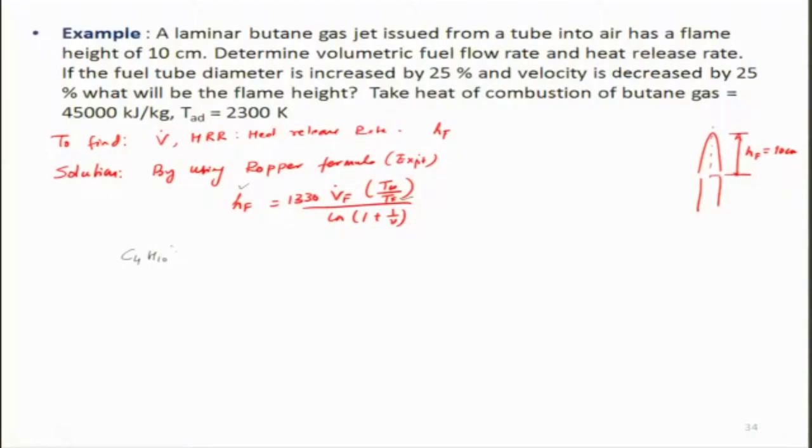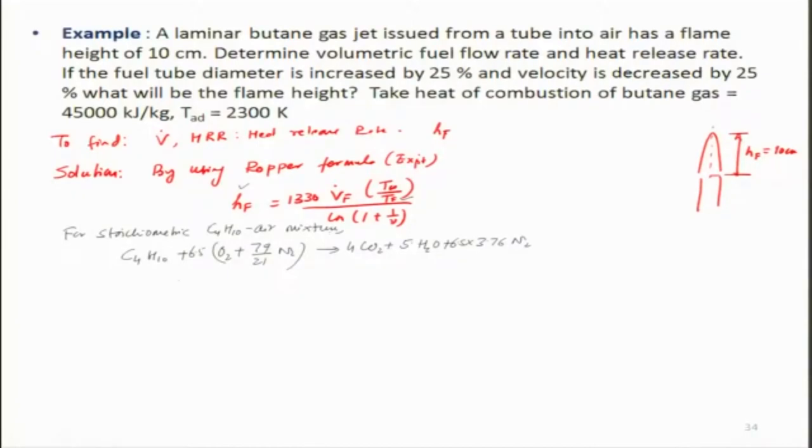C4H10 plus, I can write down, plus 79 by 21 N2, is going to the carbon dioxide, and it will be getting to the water, and you will be getting also the 3.76 N2. So, if you just do that balance, I will be having 4 here, and if you look at H, then I will have to do it is 5 here, and if I do, this will be 6.5, right. And this is for the stoichiometric C4H10 air mixture.